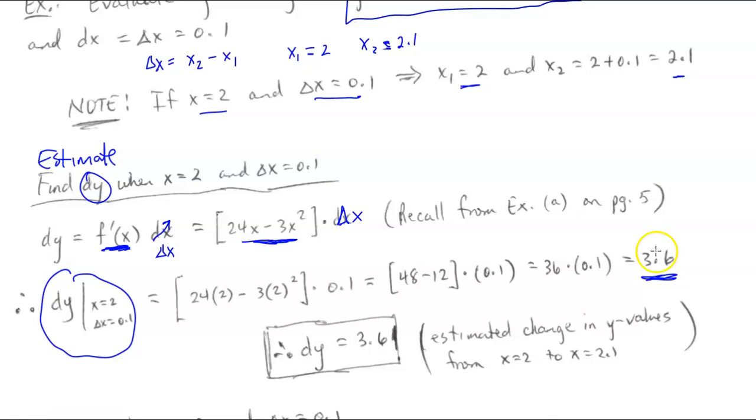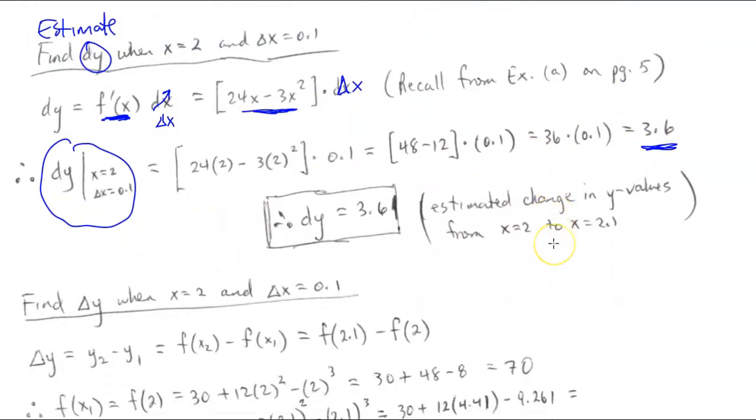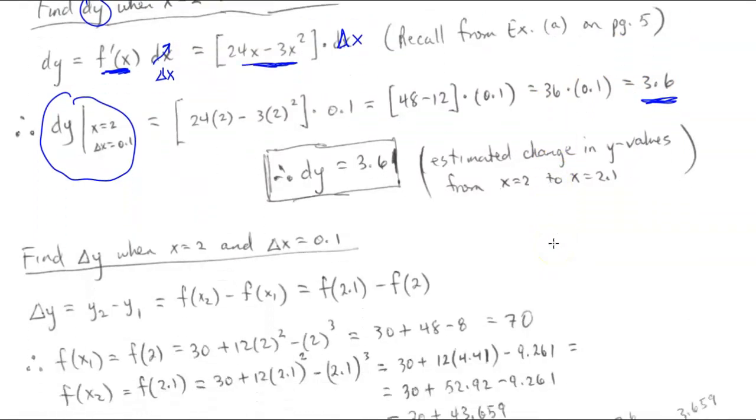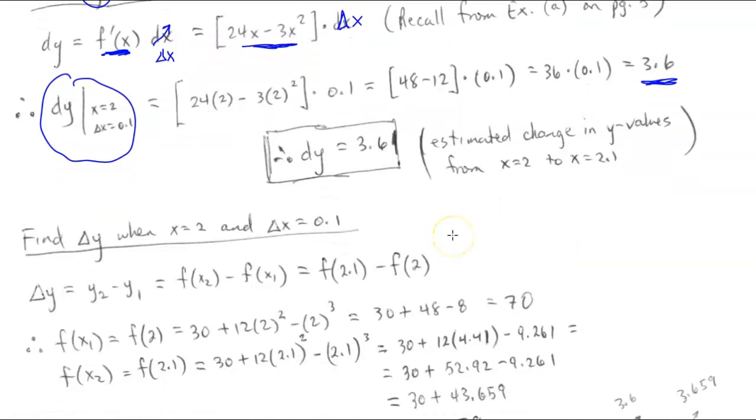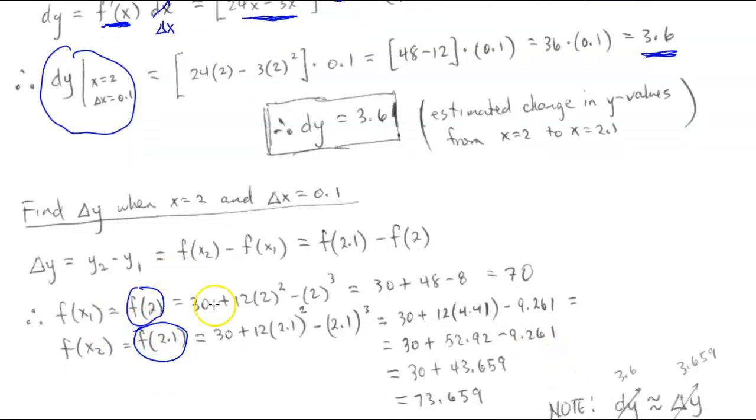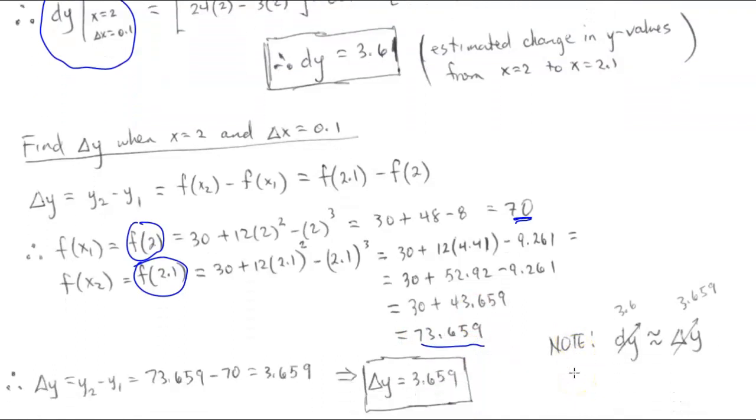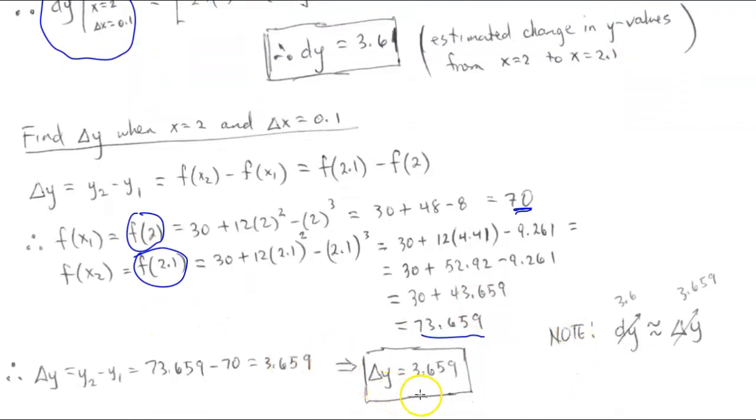Now, if we wanted to know the actual change, then of course, what we would do is just take the change in the y values based upon those x values. So I essentially find what f of 2 is, and then I find what f of 2.1 is, and I take the difference. Okay. So as you can see here, f of 2 ends up being 70, and f of 2.1 is going to be 73.659. And when we actually do the difference of those two values, notice that we're kind of close.